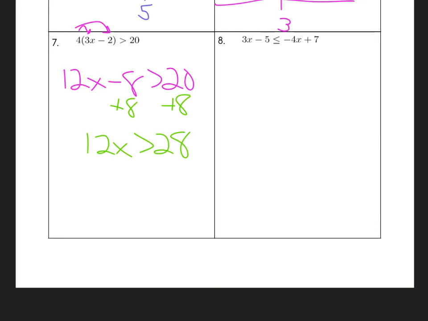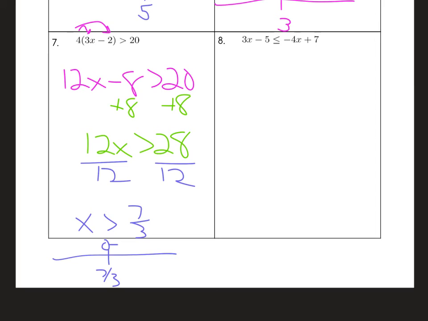And then 12, 8, 20, good. And then I'm going to divide by 12. Divide by 12, divide by 12. So x is greater than 28 over 12. So, let's see, there's a 4 in each of those. So that's 7/3. So I go to 7/3. I do an open dot, and that's a greater than, so to the right.